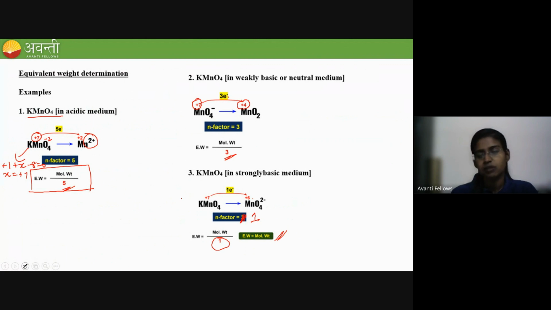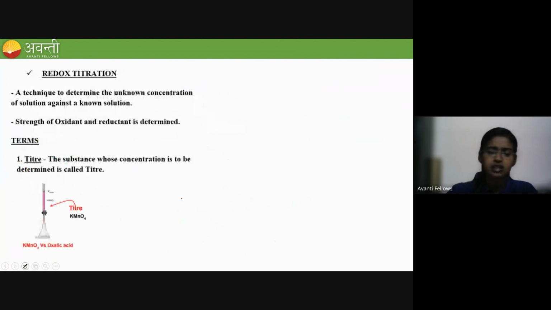So we are able to calculate the equivalent weight from a redox reaction. This is the very main application. Then coming to the redox titration, a technique which is used to determine the unknown concentration against a known concentration is called as redox titration. So we will have an oxidant and a reductant.